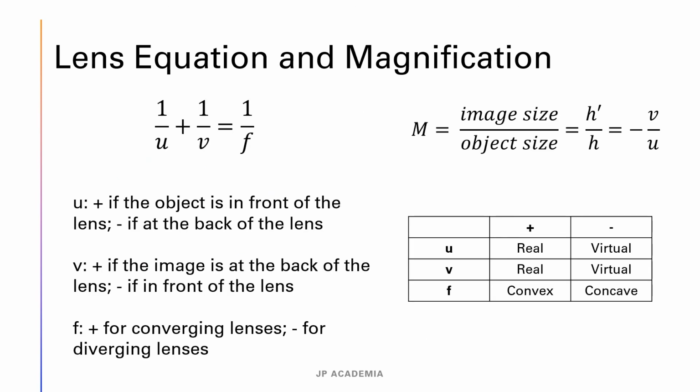Okay, so this is the lens equation, and take note that the front part of the lens is the side from which incoming light rays will enter. U is positive if the object is in front of the lens, negative if it is at the back of the lens. And V is positive if the image is at the back of the lens, and negative in front of the lens. Lastly, F is positive for converging lenses and negative for diverging lenses. Similar with the magnification for mirrors, you also have your M magnification for this, and this is equal to negative V over U. And please take note of this sign convention.